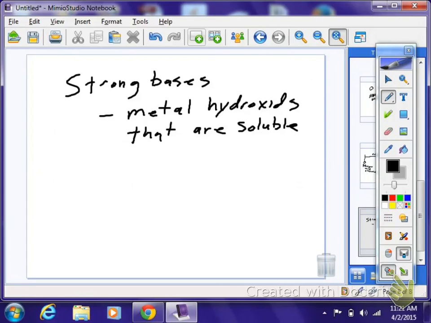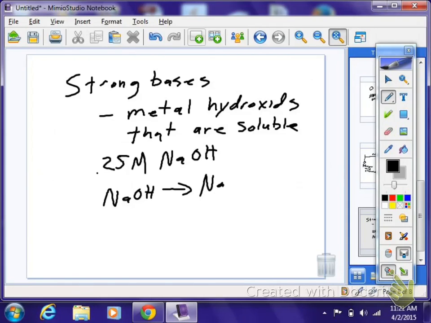So if I have say a 0.25 molar solution of NaOH, it dissociates 100%. So strong bases, they break apart 100%. So we got NaOH, and then it breaks apart into Na plus OH minus, 100%. So if this is 0.25 molar, then this would be 0.25 molar, and this would be 0.25 molar. Okay? So, again, those strong bases dissociate, break apart 100%.